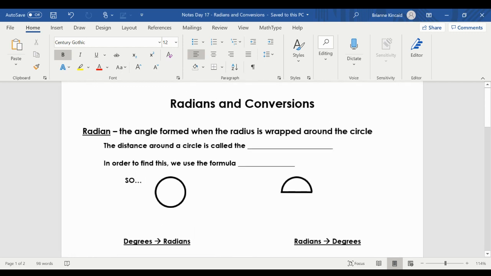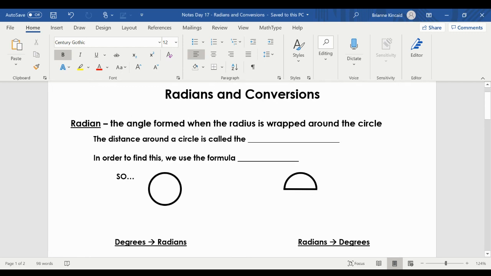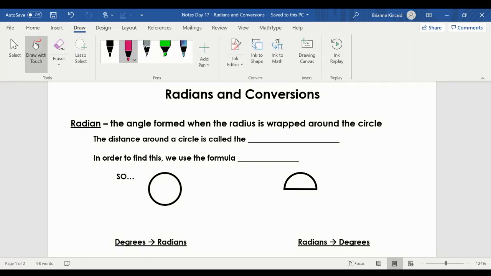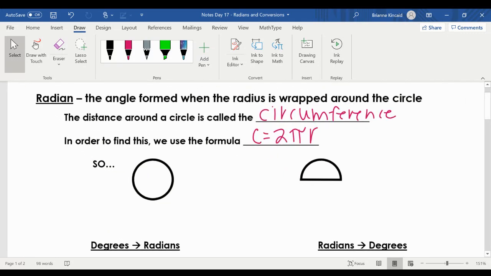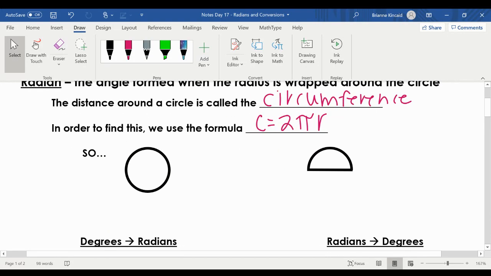Hey everyone, this video is to talk about radians and converting between radians and degrees. So a radian is the angle formed when the radius is wrapped around the circle. The distance around the circle we call the circumference. And if you remember, our circumference formula is C equals 2 pi r.